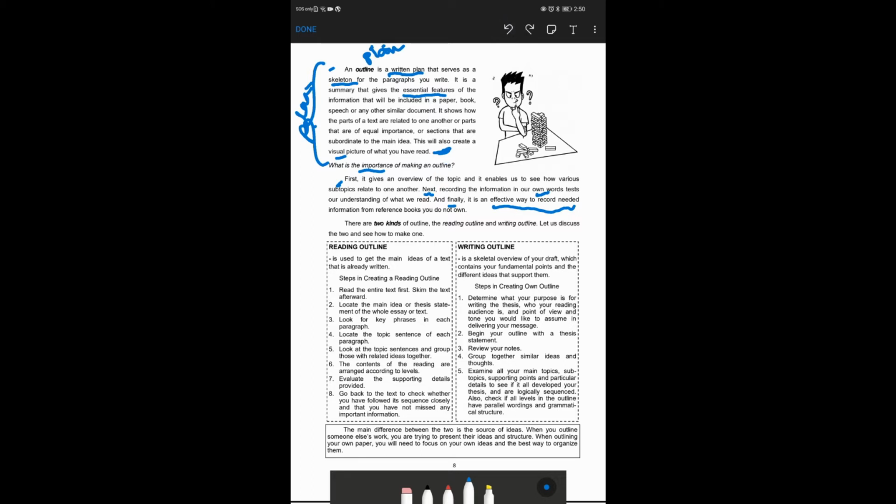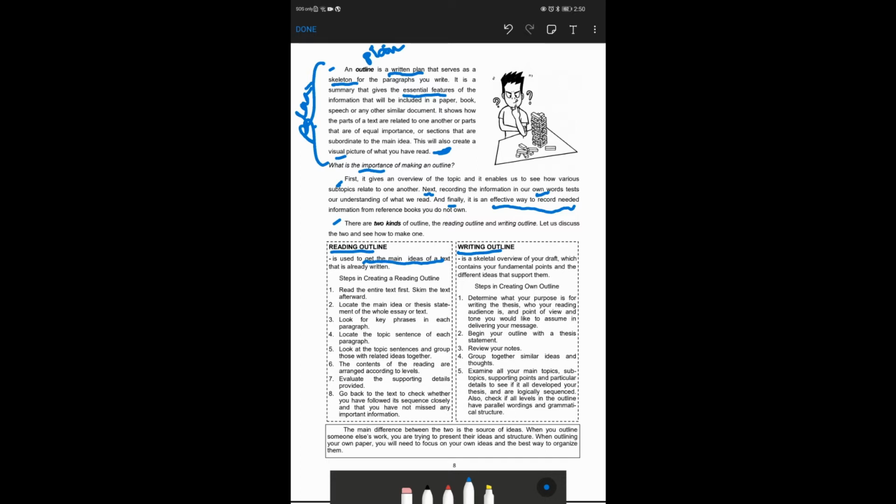Okay, there are two kinds of outline daw. May two kinds of outline. We have the reading outline and we have the writing outline. So from the names, you would already know what they mean. So, reading outline, from the word read, is used to get main ideas from a text that is already written. Ibig sabihin, pag mag-research ka, may babasahin kang libro.